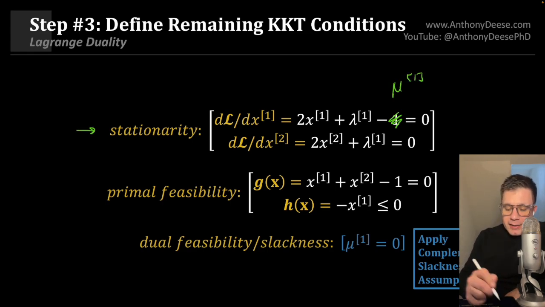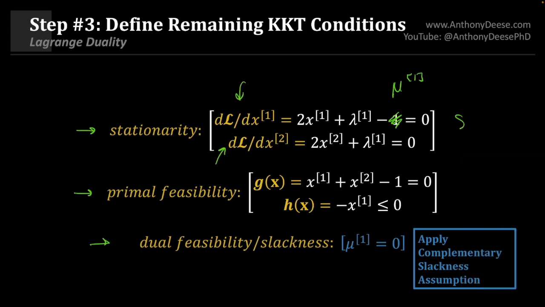Anyway, so we have our stationarity, our primal feasibility, and our dual feasibility KKT conditions. The gradient of the Lagrange function with respect to x, that doesn't change. So it's the same one we used from the case where we assumed h of x was equal to 0. The primal feasibility also stays the same.